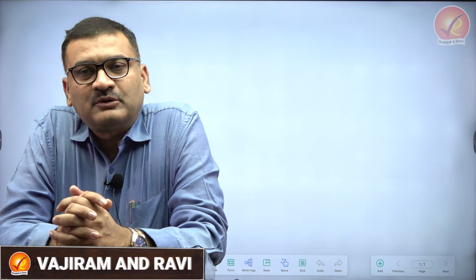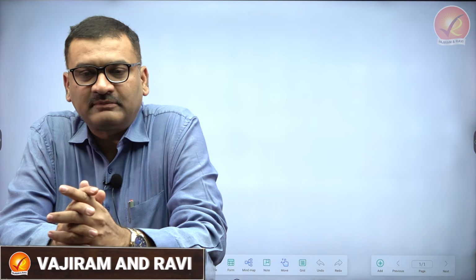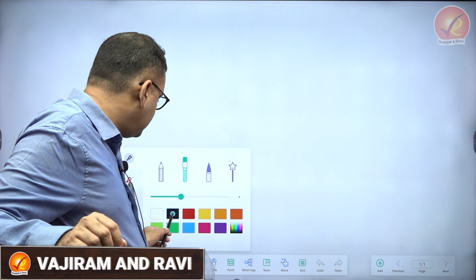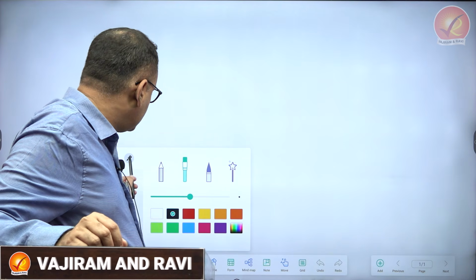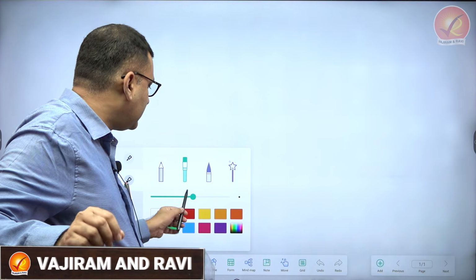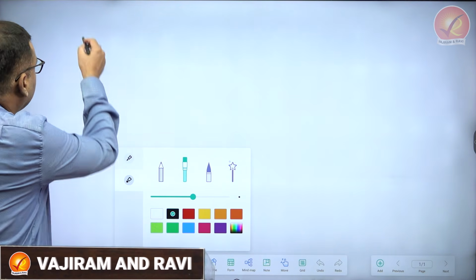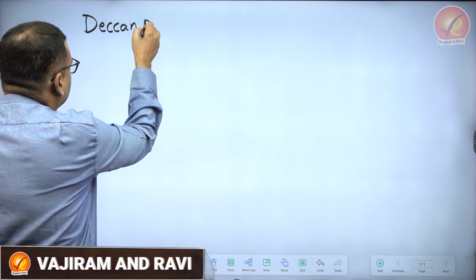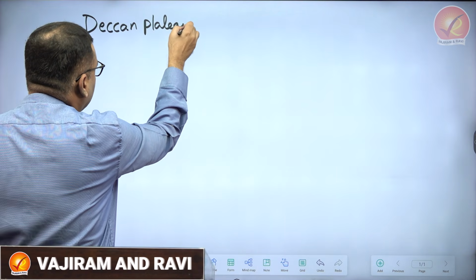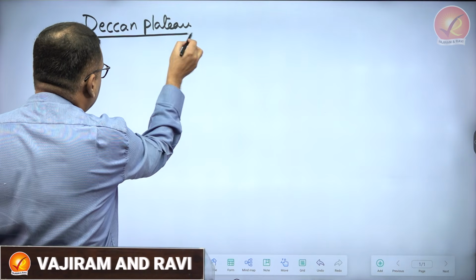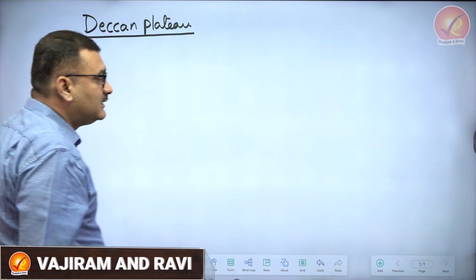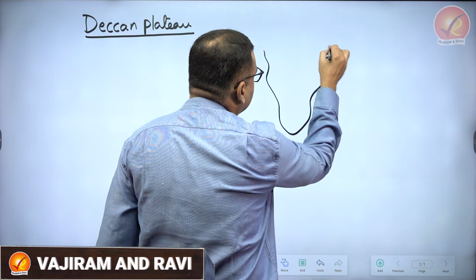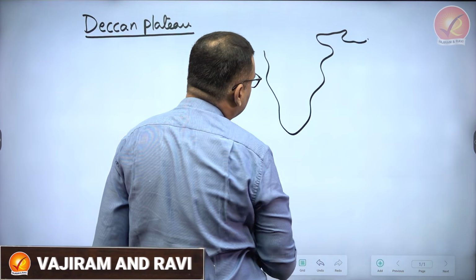So when we discuss peninsular India, one segment we find which occupies one of the major areas of peninsular India is the region of the Deccan Plateau, right? So the topic today is the study of the Deccan Plateau as a physiographic division of India.